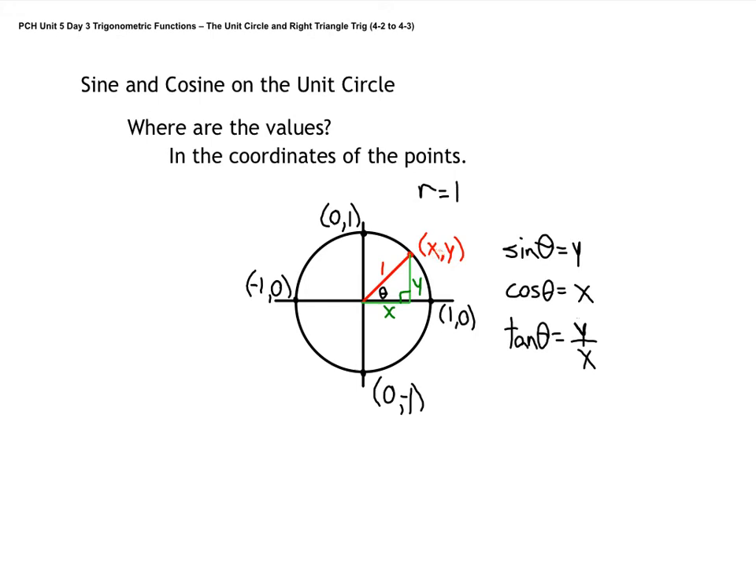Okay, so that's kind of the summary of where these points come from. Notice we've only done the first quadrant, but we've done the hard part.